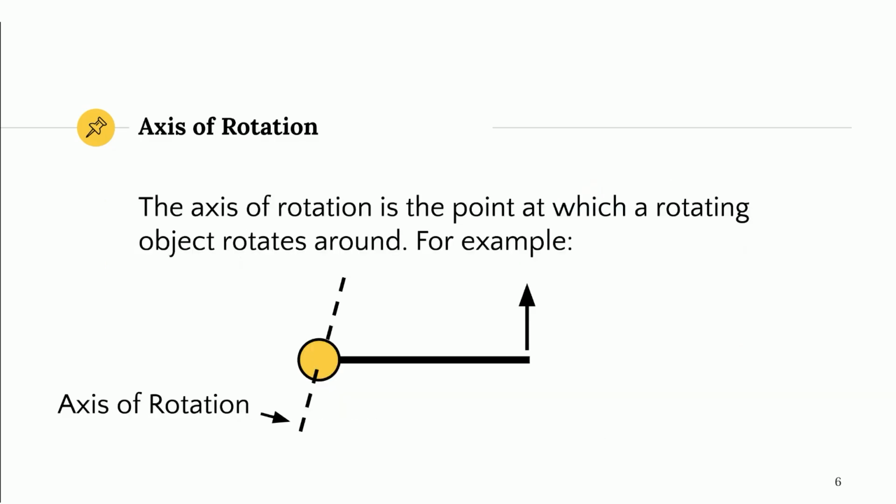So what is an axis of rotation? The axis of rotation is the point at which a rotating object rotates around. It sounds like a lot of rotating going on here, but here's an example. So here we have another lever. And here in that yellow circle, we see an axis. That line going through is the axis of rotation. So when that force lifts the lever upwards, it is rotating around that point that is on the axis of rotation.